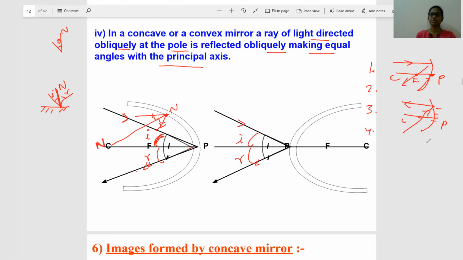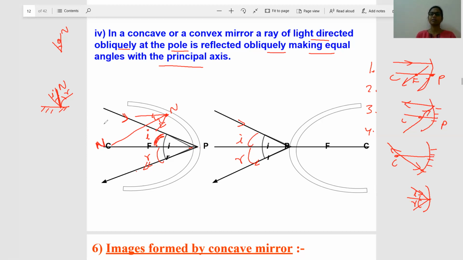And the third rule is the ray which is passing through the center of curvature. Any ray which is passing through the center of curvature and falls on the mirror, after reflection will retrace its same path. And the fourth is any ray which is incident obliquely along the principal axis, with some angle. After reflection it makes the same angle and goes. This is your second law of reflection, i equals r. These are all the four ray rules.